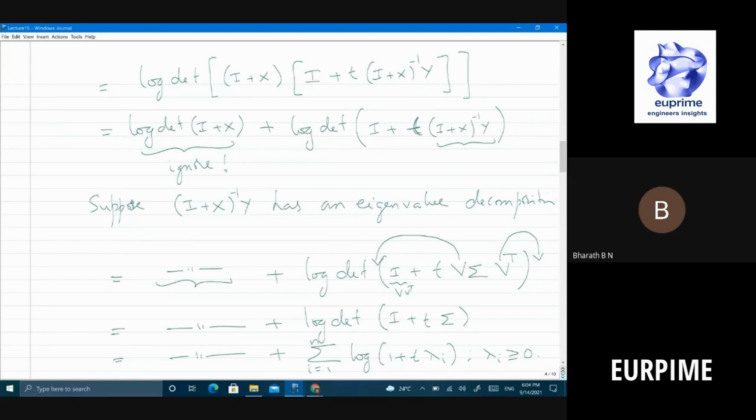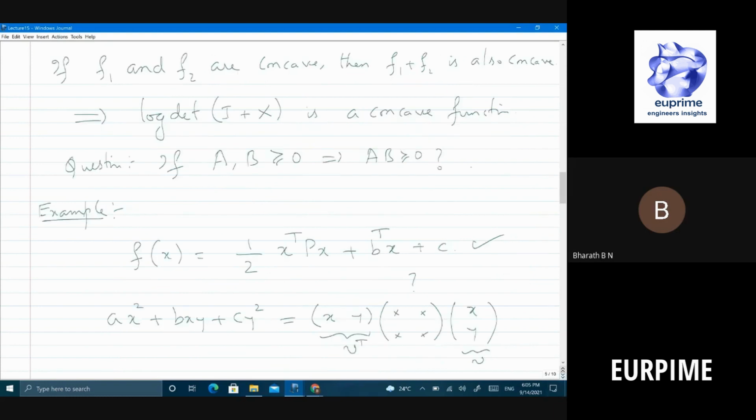We assumed that this I plus x inverse y has an eigenvalue decomposition, which is U Lambda U Hermitian, which need not be true in general, right? So it works only if identity plus x whole inverse y is eigenvalue decomposable using a unitary transformation, that is U Lambda U Hermitian. That was a gap, which we will fix in today's class.